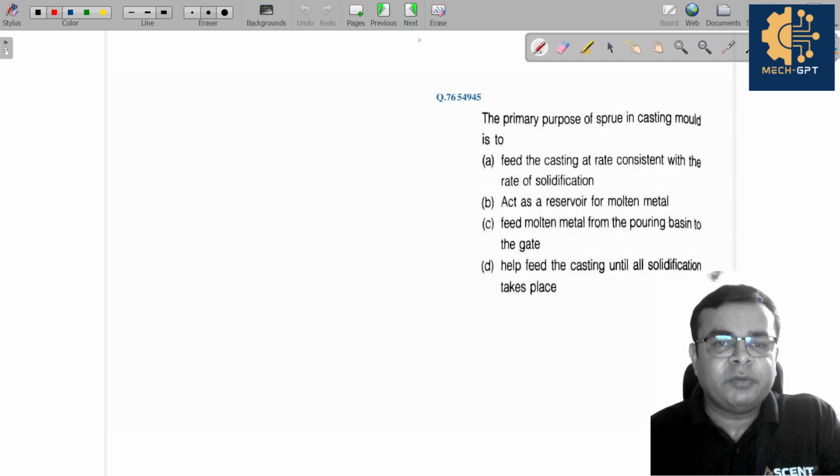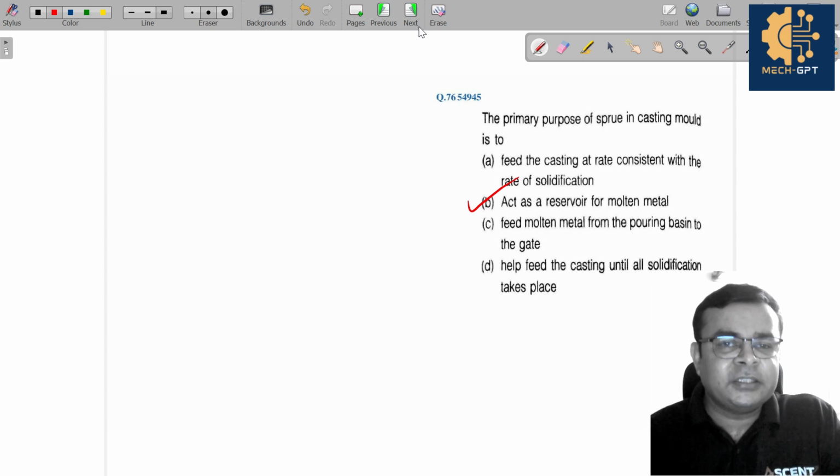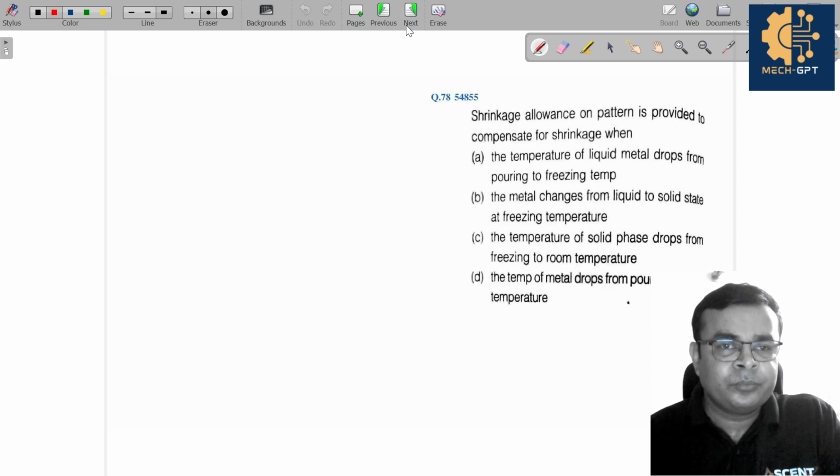The primary purpose of sprue in a casting mold is to feed the casting at a rate consistent with the rate of solidification, or act as a reservoir of molten metal. Yes, so the correct answer is option B. It acts as a reservoir for the molten metal.